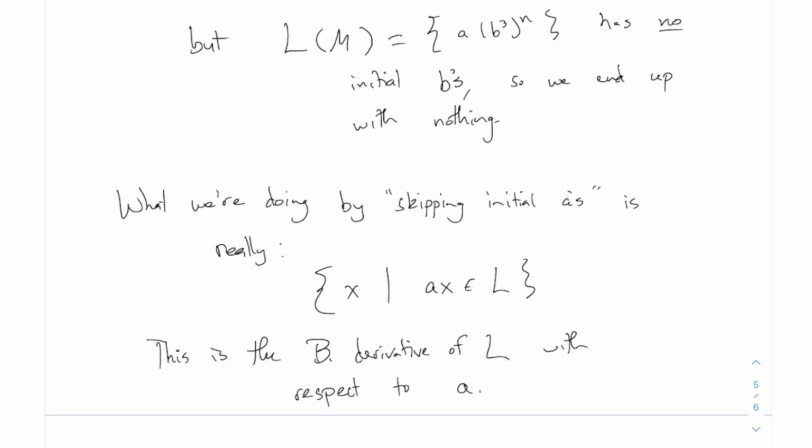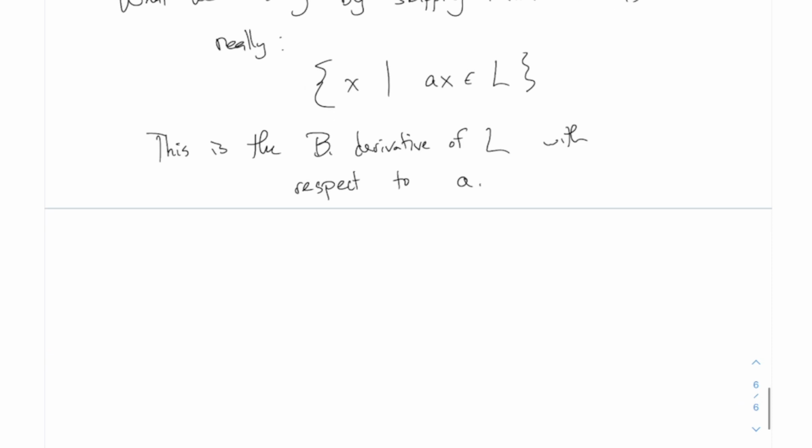You've got to think of these as like partial derivatives. You can do it with respect to A, or you can do it with respect to B. You can do it with respect to any letter in your alphabet. This is the derivative of L with respect to A, and this is the definition, and we write it this way: derivative with respect to A of L. It's just what I wrote up there. It's all strings x such that ax is in L.